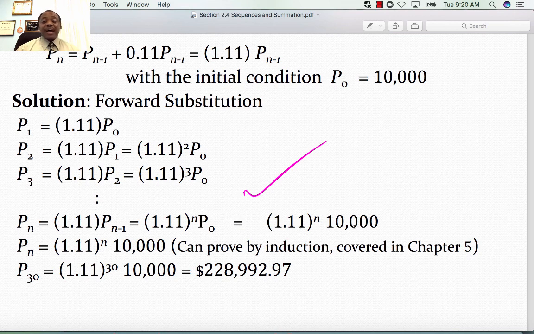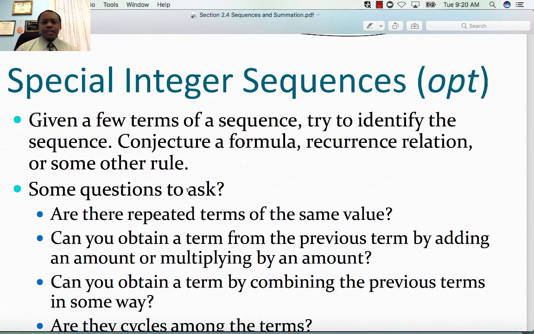So now if I want to find what the savings would be, or what the total amount in the account would be in 25 years, I just put my 25 here and use a very simple calculator, and I can tell what would happen. In 30 years, it's going to be 228,992.97.